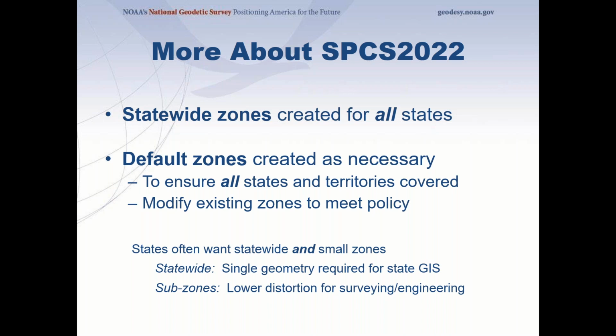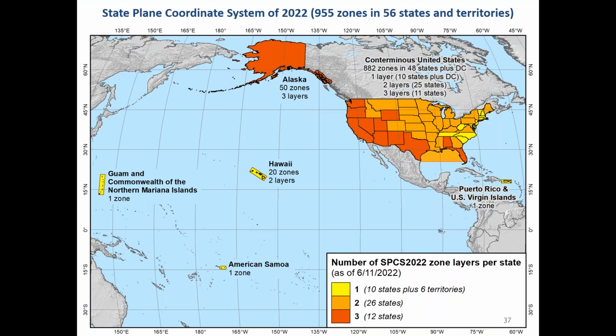And the surveyors, like I said, like lower distortions for mapping and surveying when they're doing their work, because they work in smaller areas than the whole state or a county. They work in project areas which are small, plus they might be doing a boundary survey. So this is what we've come up with.